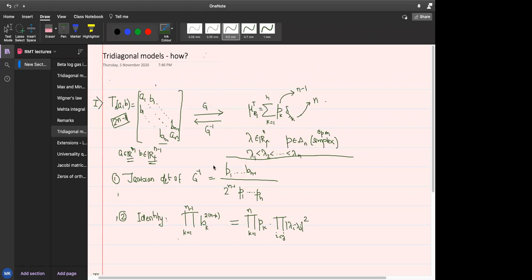So the main calculation is this one, what I have written here. The Jacobian determinant of this inverse map is actually b_1, b_2, ..., b_{n-1} over 2^{n-1}, p_1, p_2, ..., p_n. It is written in a mixed way, using variables on both sides. So it is G inverse at lambda comma P.